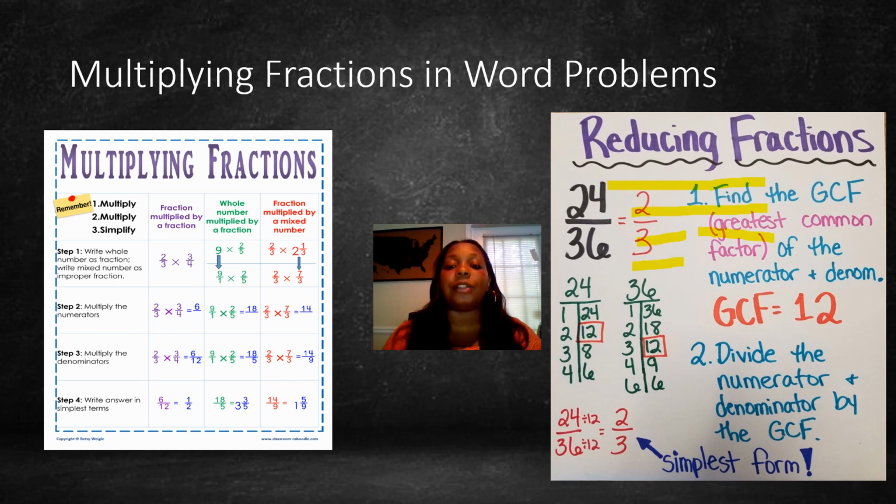So when we're looking at 24 and 36, the greatest common factor, or the biggest number that goes into both of them, is 12. 24 divided by 12 is 2, and 36 divided by 12 is 3. So we can reduce 24/36 all the way down to 2/3.